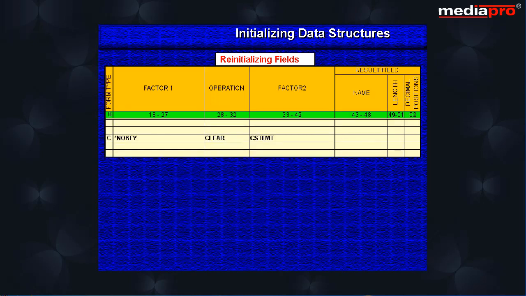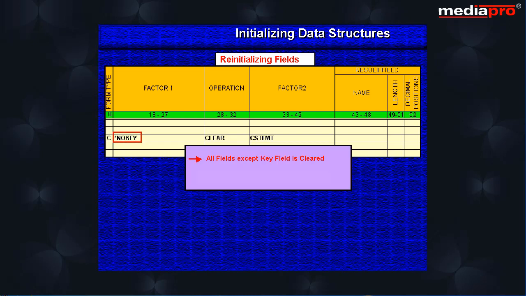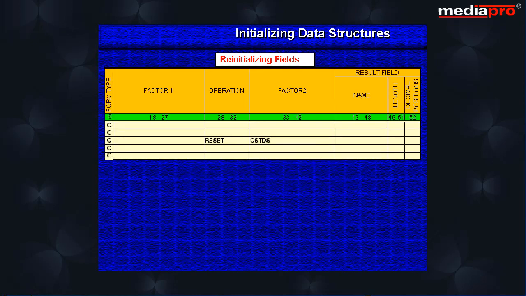In the case of a database record format, we can specify *NOKEY in factor 1 to indicate that all the fields of the record except the key fields are to be cleared. Also, only the output fields in the record format will be affected. The RESET operation is similar to the CLEAR operation. However, RESET restores the data items to whatever values had been assigned to them during the program initialization step. In the next section, we shall look at some special uses of data structures.